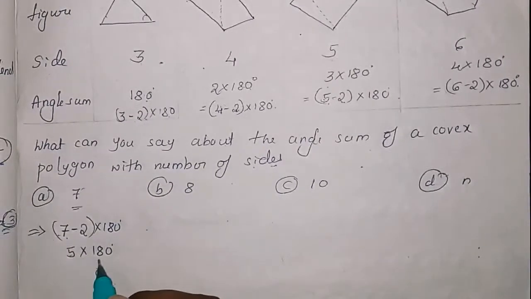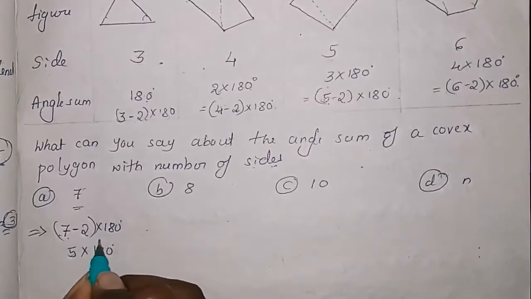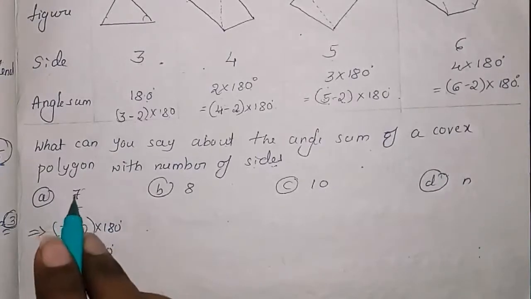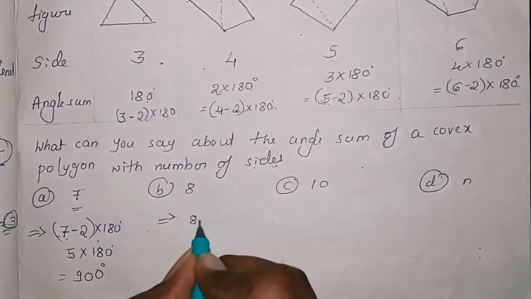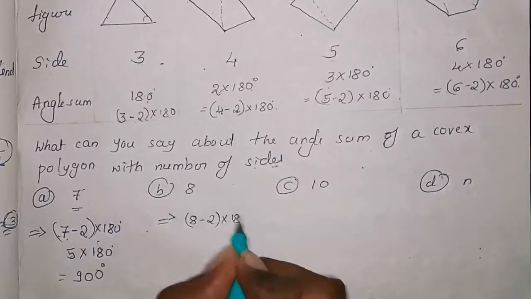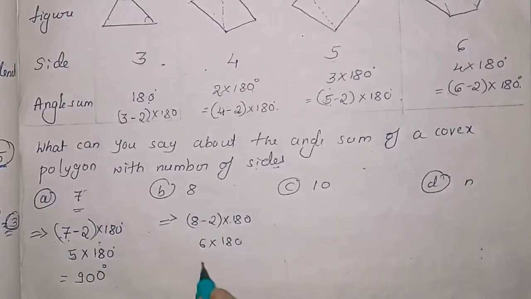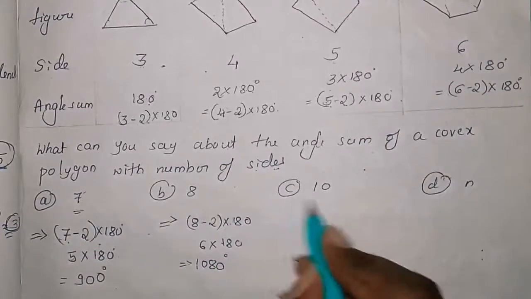5 zeros are 0. 5 eights are 40. Carry over is 4. 5 ones are 5, and 4 carry over, it is 9. So it is 900 degrees for the 7-sided polygon. And for B, how do you solve it? As the sides are 8, 8 minus 2 into 180 degrees. 8 minus 2 is 6, 6 into 180 degrees. 6 zeros are 0. 6 eights are 48, so carry over is 4. 6 ones are 6 plus 4, it is 10. So 1080 degrees for this.